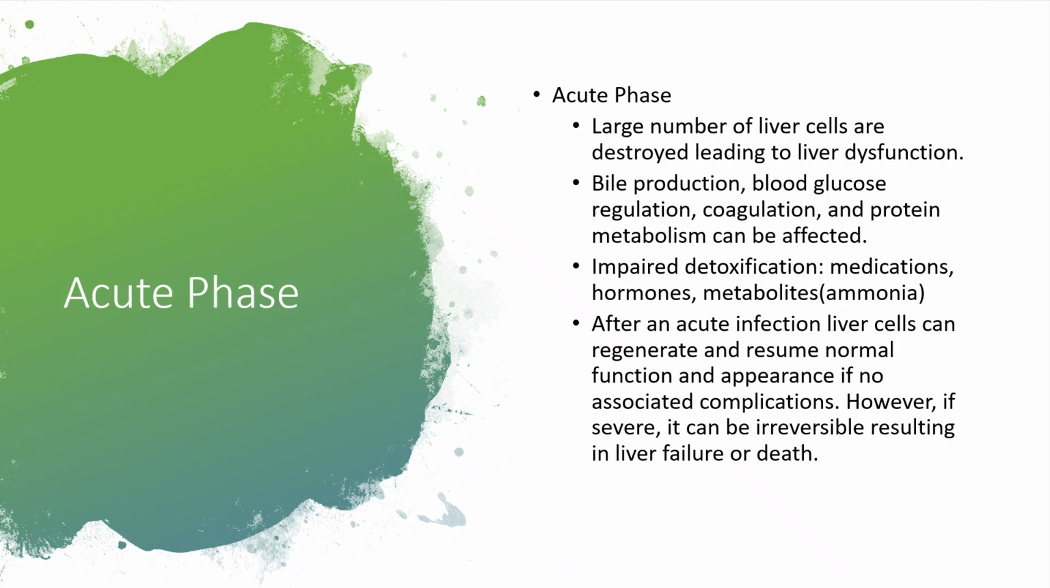The good news is that liver cells are able to regenerate. If the cause of the injury is treated early and there are no complications, the liver can heal and return to normal. However, if the damage is severe or continues for too long, it may become permanent. This can lead to liver failure, which can be life threatening.